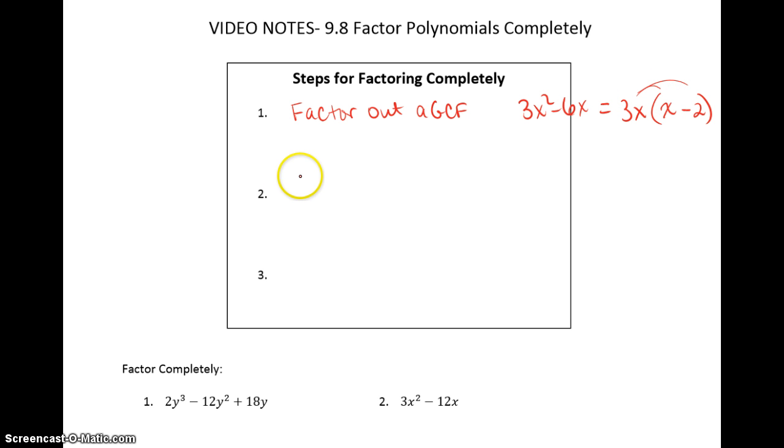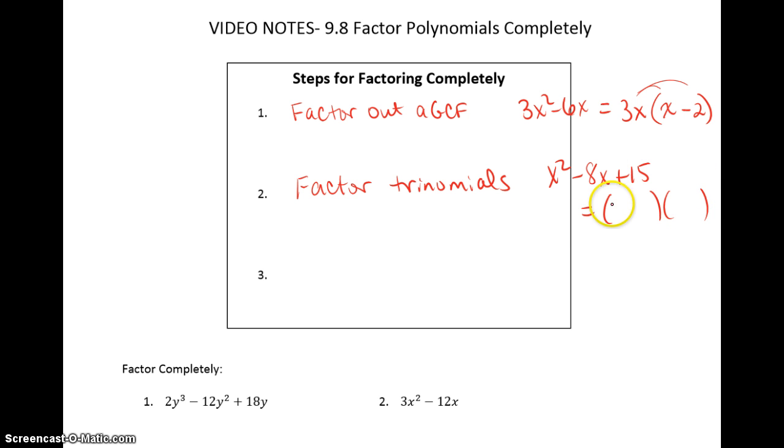The second type of factoring we learned was factoring trinomials. For example, we did x squared minus 8x plus 15, and we said that was actually equal to the factors x minus 3 and x minus 5.